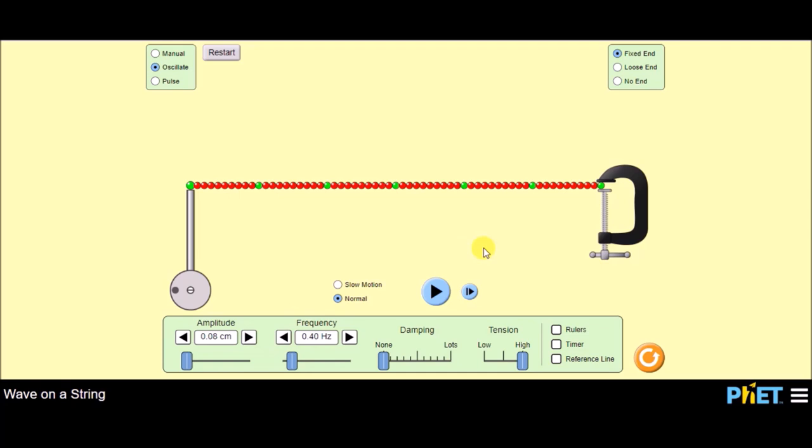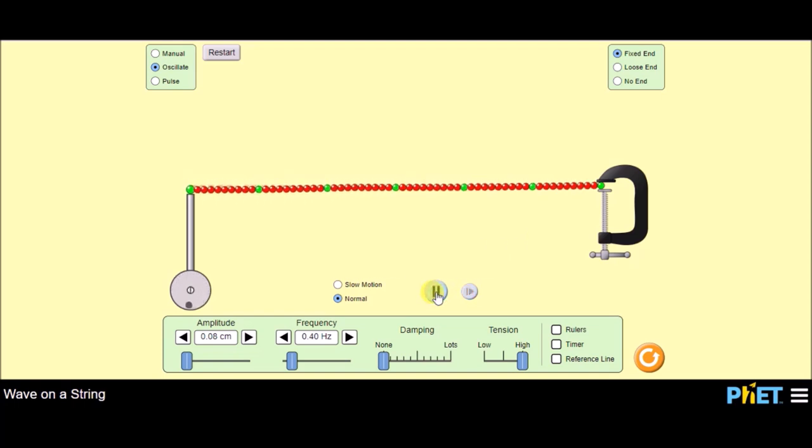Actually, this will depend upon the velocity of the wave and the length of the wave. And again, the velocity will depend upon the tension and the mass per unit length. And all those factors will give the required frequency for getting a node or more than one nodes. See, let us run it.